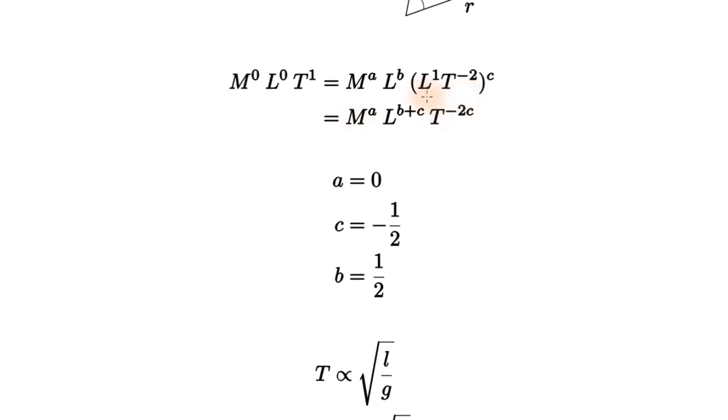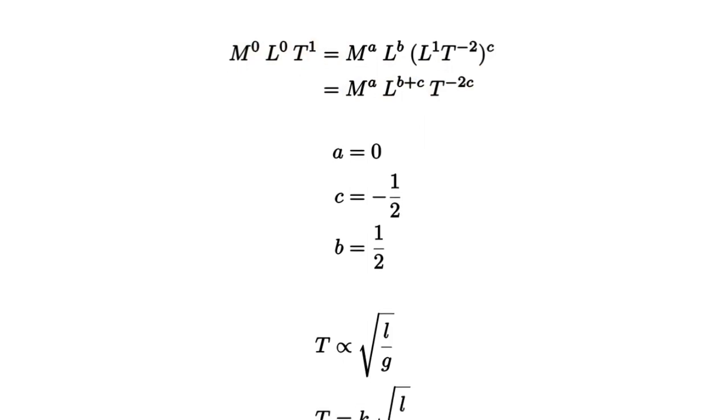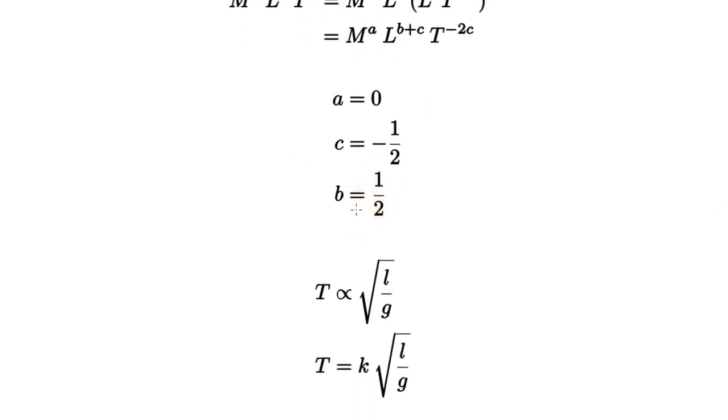So substituting the dimensions here and raising them to the right power, what we get is M to the power 0 times L to the power 0 times T to the power 1 is equal to this term. And since these both represent the same dimensions, a must be equal to 0, b plus c must be equal to 0, and minus 2c must be equal to 1. Based on that, we can find the values of a, b, and c.